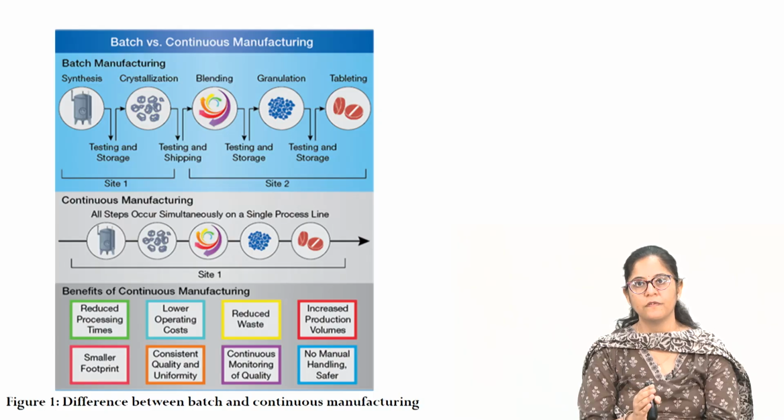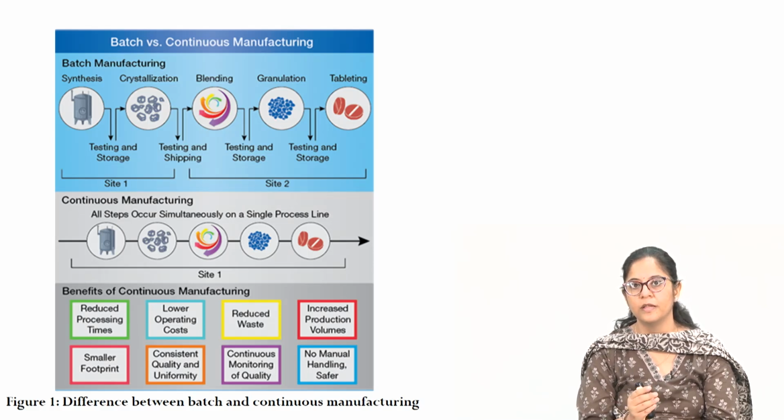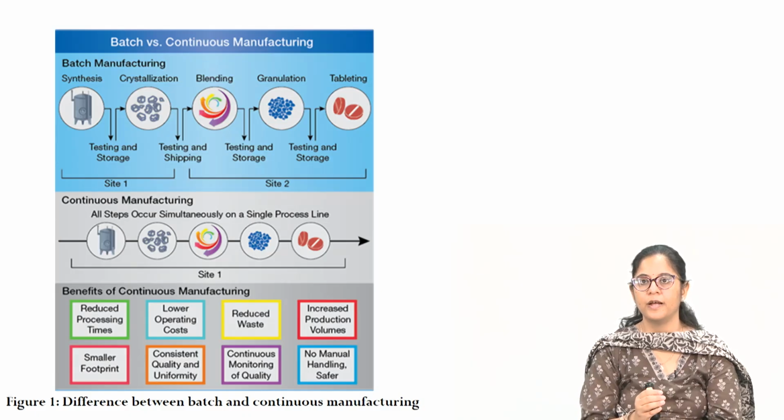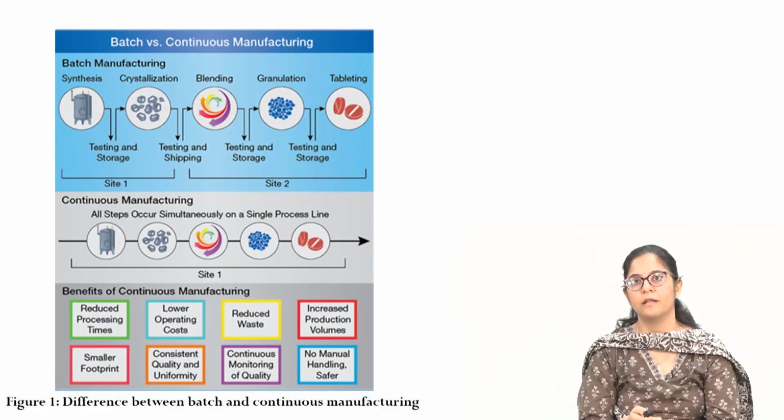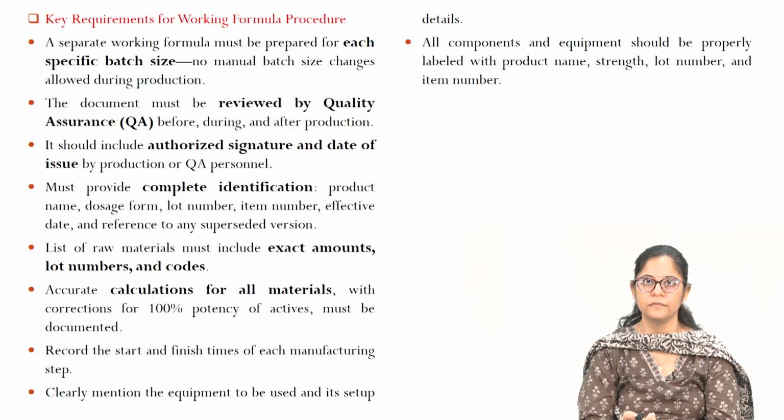So the benefits of continuous manufacturing are reduced processing time, lower operating costs, wastages are reduced, increased production volume, then smaller footprints, consistent quality and uniformity can be ensured, continuous monitoring of quality is possible, and manual handling is brought down, and this ensures quality and safety of the product.